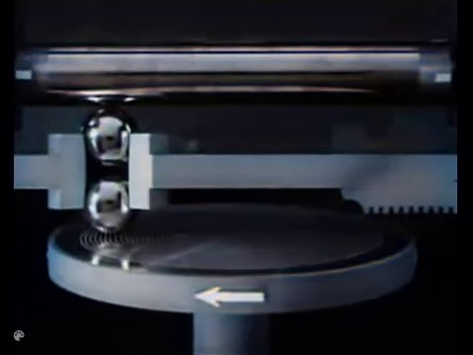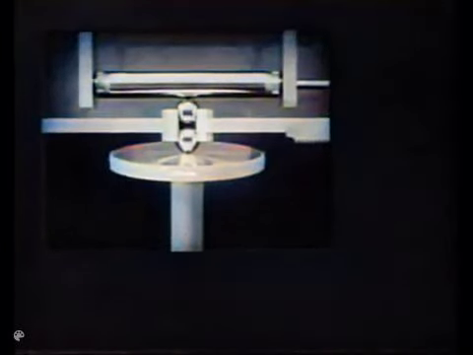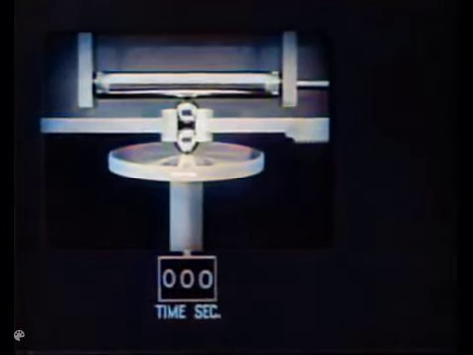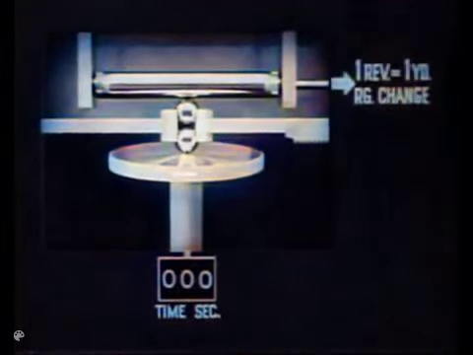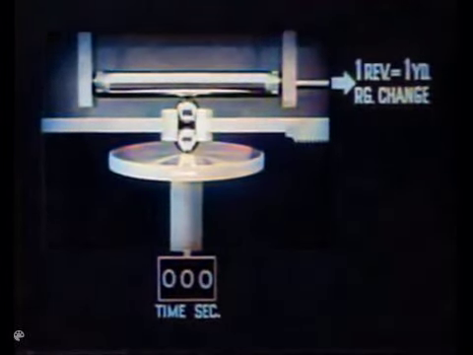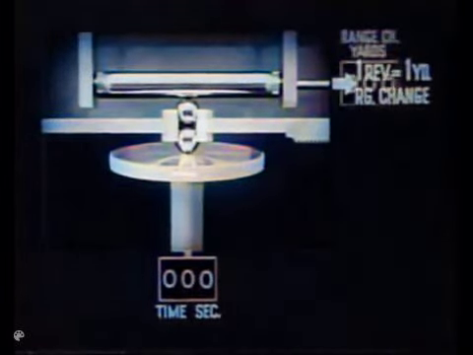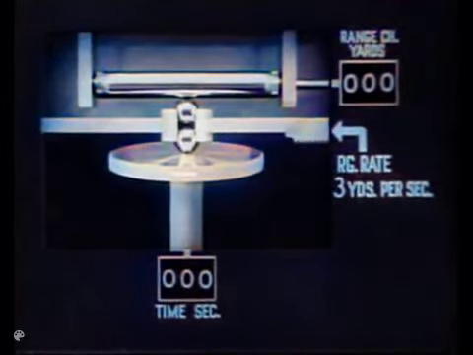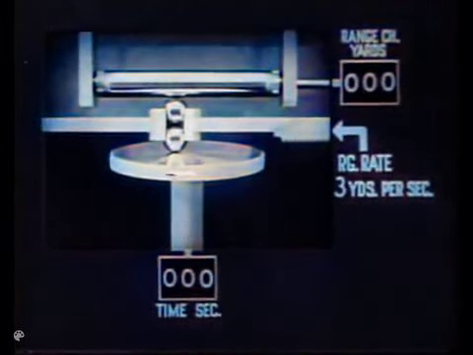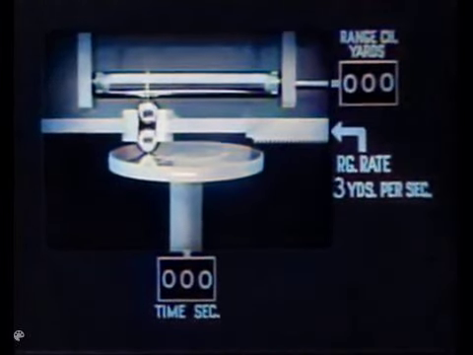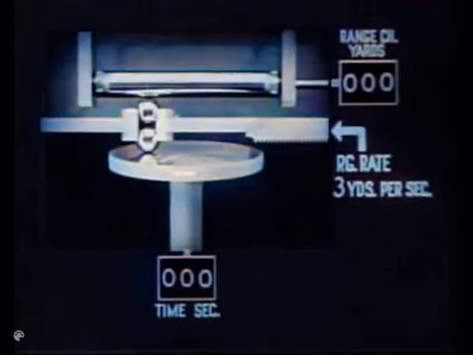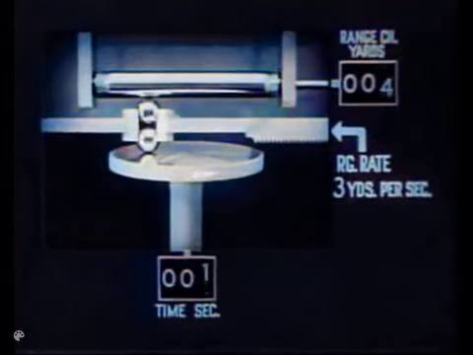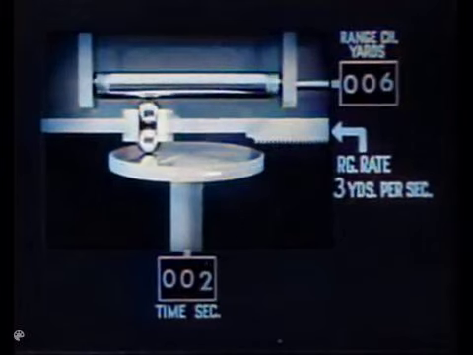To make the mathematics easy to follow, suppose the disc turns 1 revolution per second, which we will show on this time counter. And at the output, suppose that 1 revolution of the roller represents 1 yard of range change. Range change will be shown by this counter. Then, with a range rate of 3 yards per second, this input places the balls in position for a disc-to-roller ratio of 3:1. The roller now turns 3 times for each revolution of the disc, and range change accumulates at the rate of 3 yards a second.